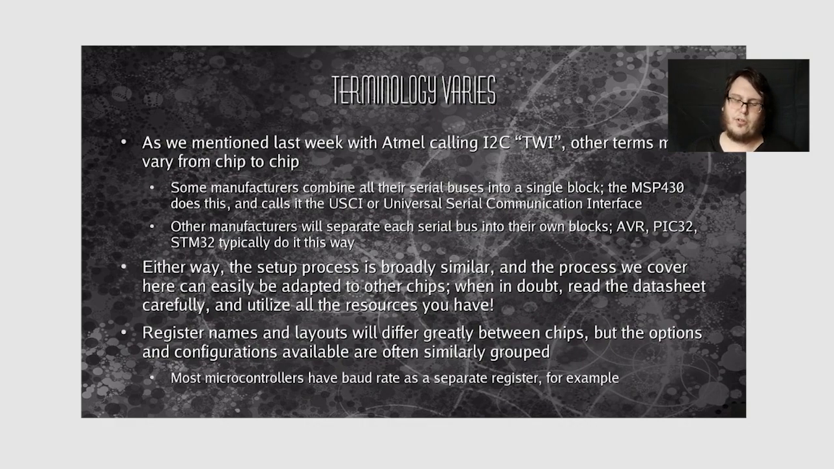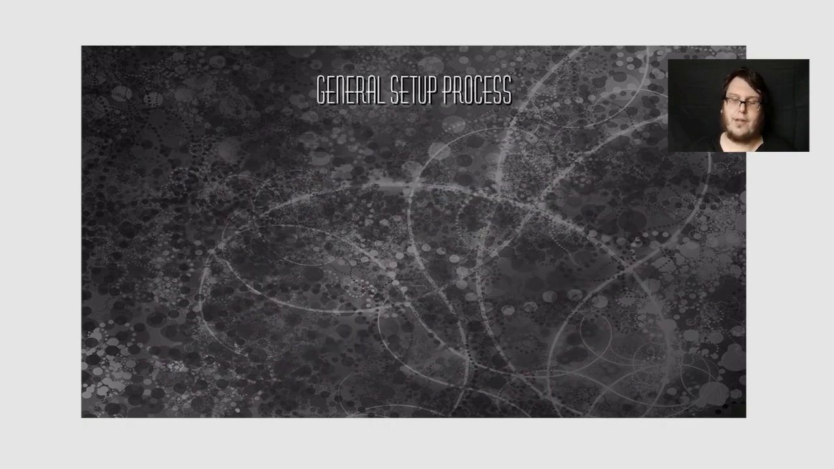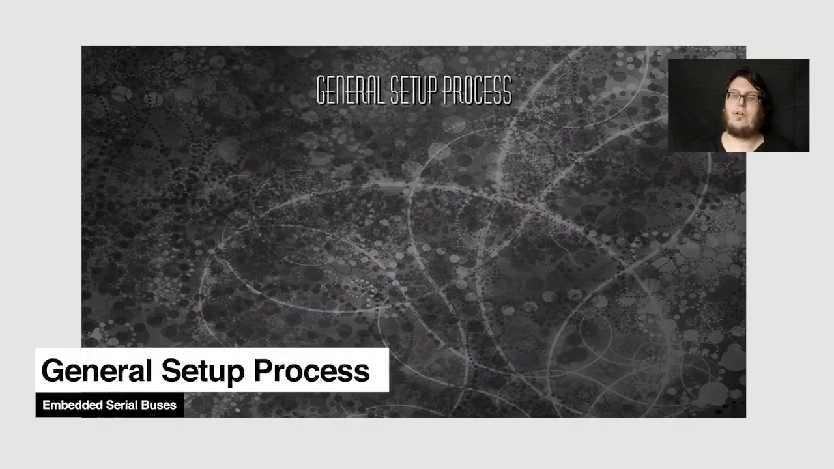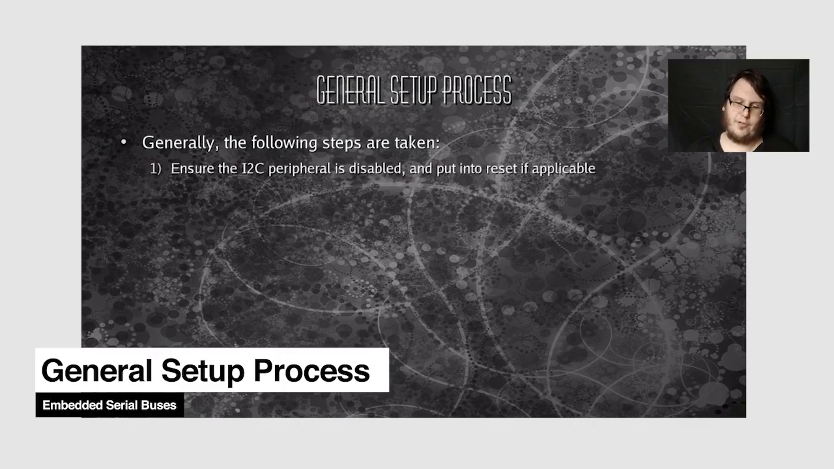For example, most microcontrollers have baud rate as a separate register. They'll have the peripheral address as a separate register. They'll often have both transmit and receive buffers for incoming and outgoing data, that sort of thing. So let's take a look at the general setup process. Generally, the following steps are taken.